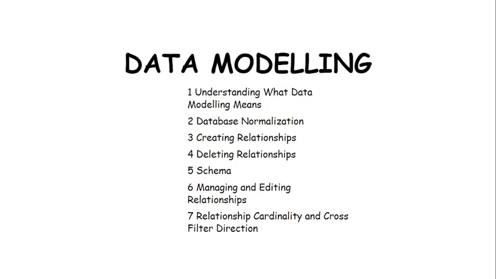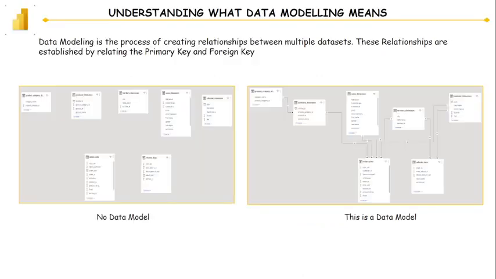Alright, guys. So this is what we'll talk about today. Right, and we'll also look at our guided project, what we did in the previous recording, to see if our data model has issues or not. Now, what is data modeling, guys? Data modeling is the process of creating relationships between multiple data sets, right? These relationships are established by what? By relating the primary key and foreign key. So this is what we've been discussing basically, right?